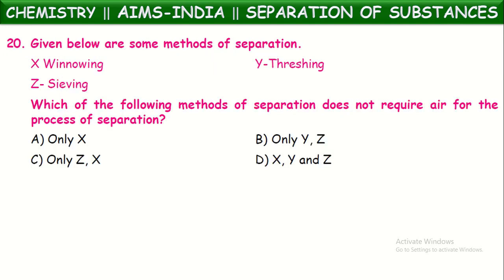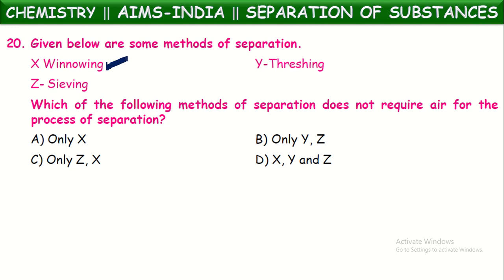Okay, next one. Given below are some methods of separation. What are those? Winnowing, threshing, sieving. These methods are given. Which of the following methods of separation does not require air for the process of separation? So air is needed for the separation of certain mixtures. The technique used with the help of air is winnowing, isn't it?